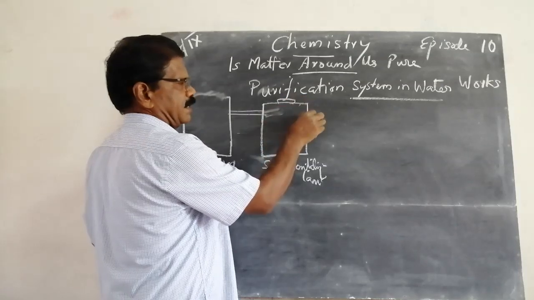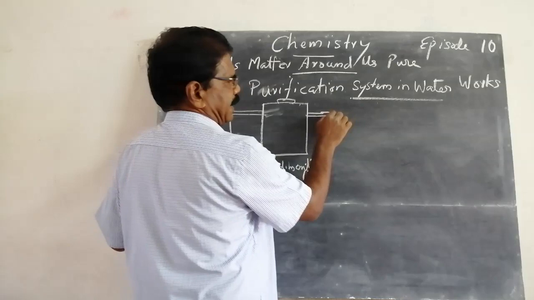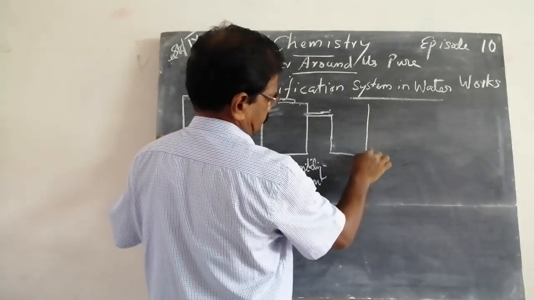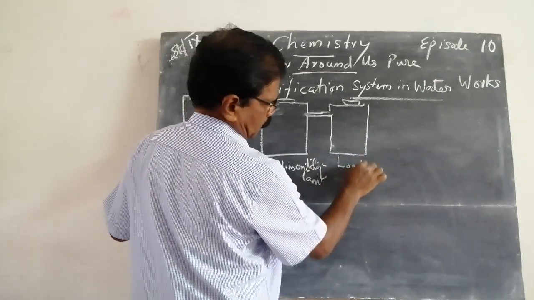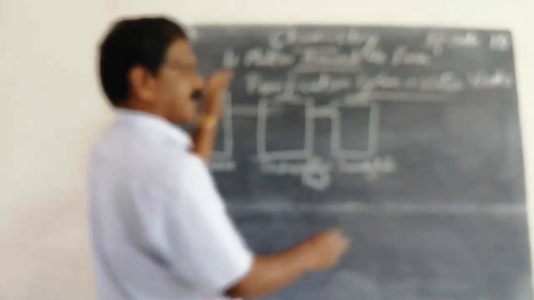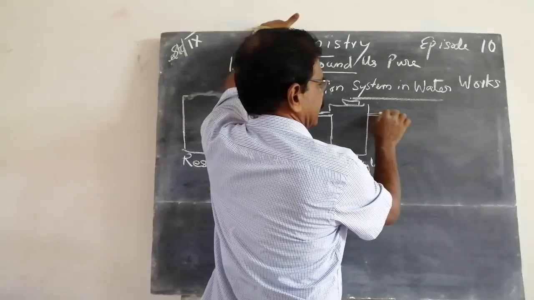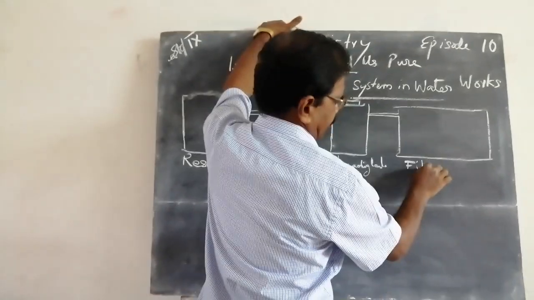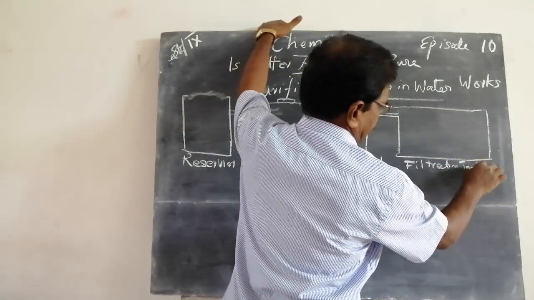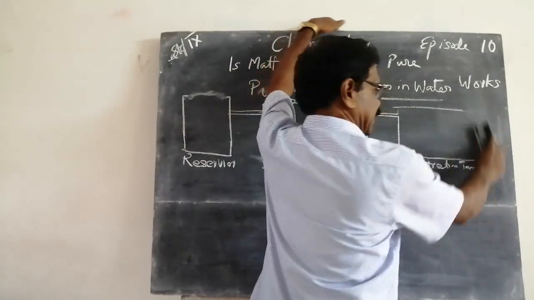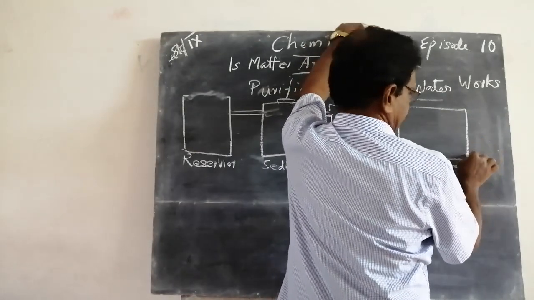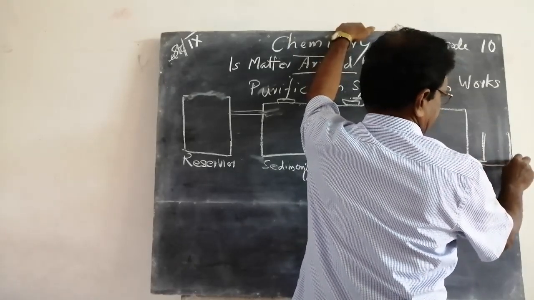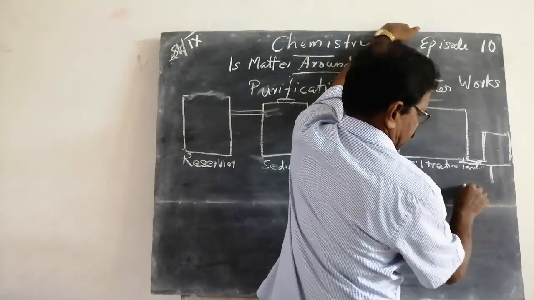From the sedimentation tank, the water passes on to another tank. It is named the loading tank. From the loading tank, it is again moved to another tank. It is named the filtration tank. From the filtration tank, it is again passed to another tank. It is known as the chlorination tank.